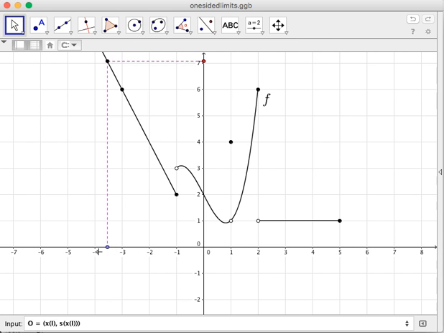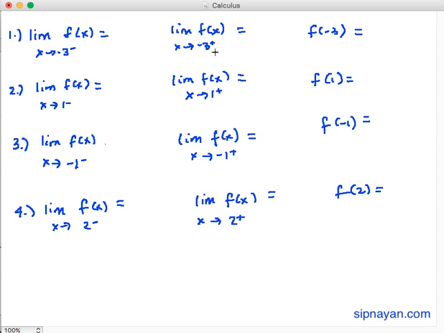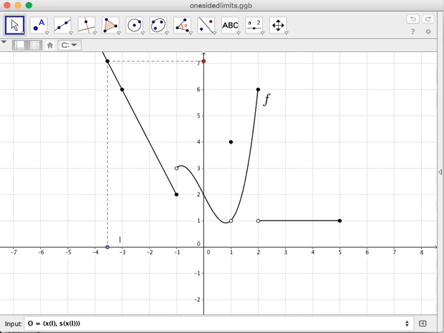So pag sinabi natin na limit of the function as x approaches negative 3 from the right, sinusulat natin yan na ito, from the right. The limit of f of x as x approaches negative 3 from the right. Yung illustration ko yata from the left. So from the right dito, galing sa kanan, papuntang negative 3.